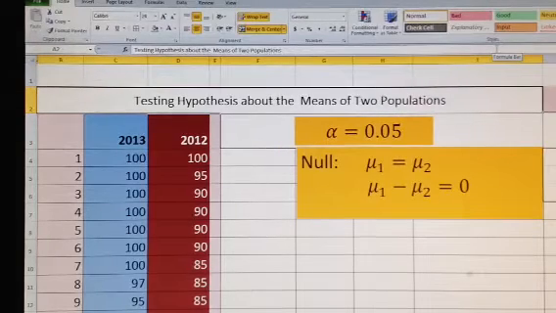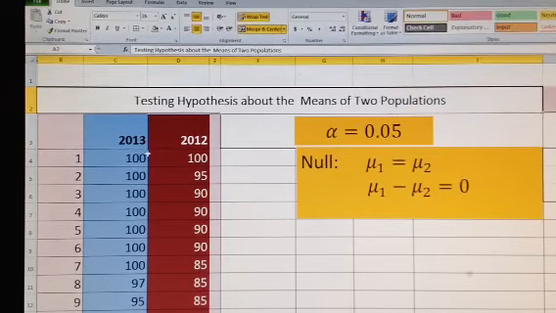Welcome to tutorial number 8 of Introduction to Statistics: testing hypothesis about the difference of means of two populations. Null hypothesis: there is no difference between the means of population 1 and population 2, or the difference of the means is equal to 0.